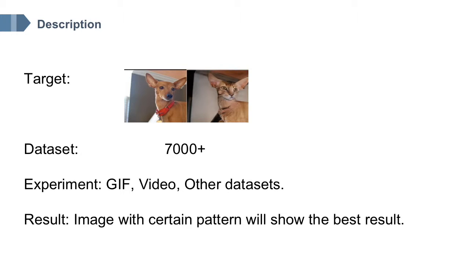The dataset includes 7,000 cat-to-dog images. After we got the model, we do some experiments like GIF transfer or video transfer. And the result we get shows that images with certain patterns will show the best result, while there are also some failure examples.